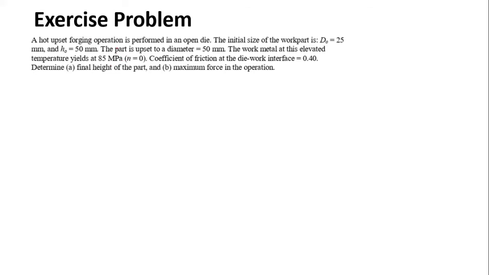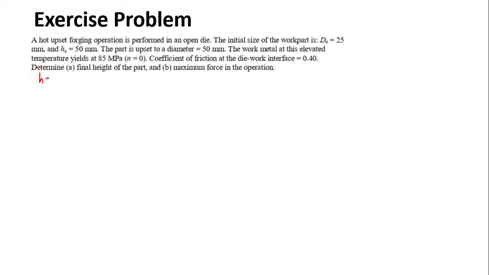So it means, as we know that we are performing hot forging, we have the strain hardening equal to 0. And we have studied while discussing hot working or hot forging that when we are performing hot forging, we take the flow curve equal to the yield strength of the material. So in this case we have 85 megapascals. The coefficient of friction at the die-work interface is 0.40. Determine the final height of the part and the maximum force in the operation.